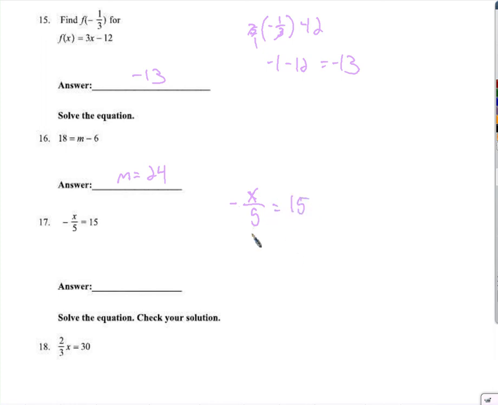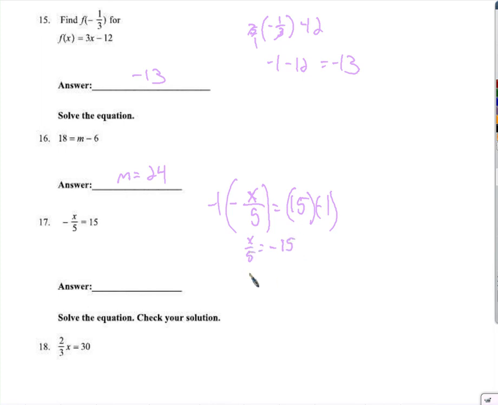I don't like that this side is negative, okay? How can I make this not negative? I multiply it by a negative 1. Multiply this by a negative 1 as well. I have to do the same thing to both sides. Right, so negative 1 times negative x over 5 is positive x over 5, and that equals negative 15. There, that's a little bit better.